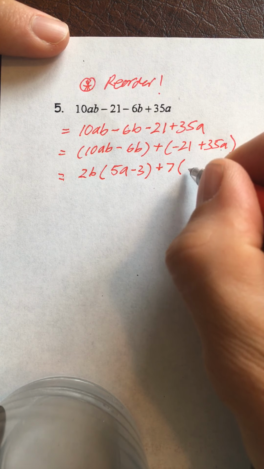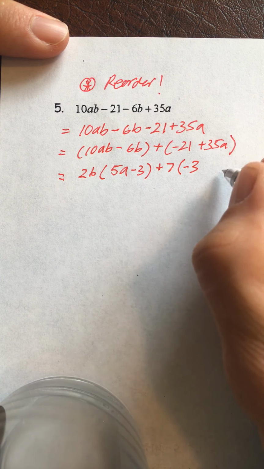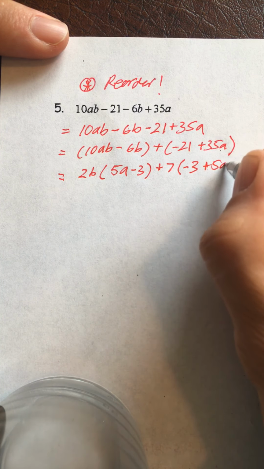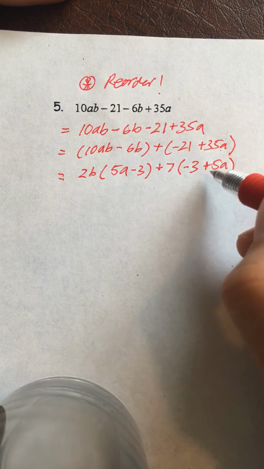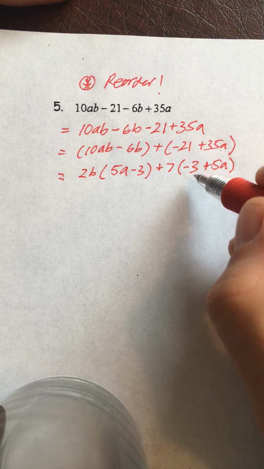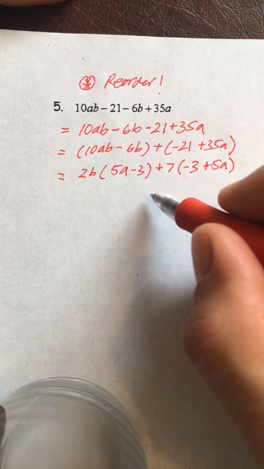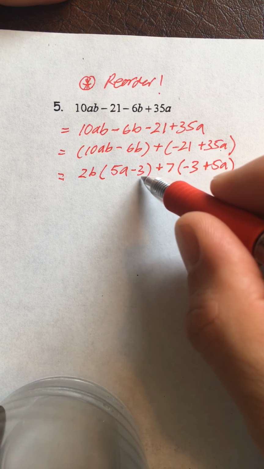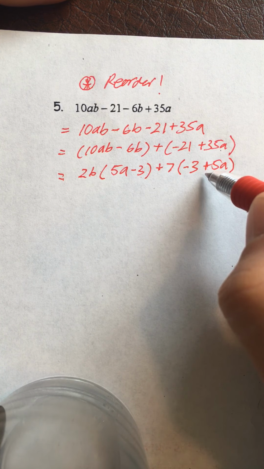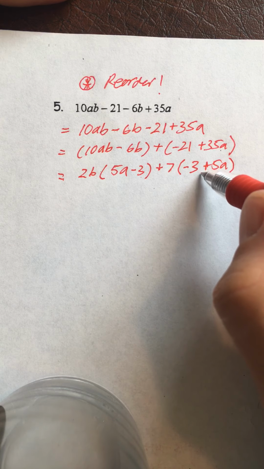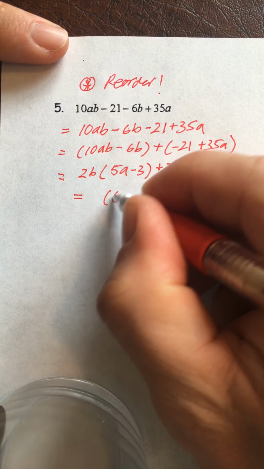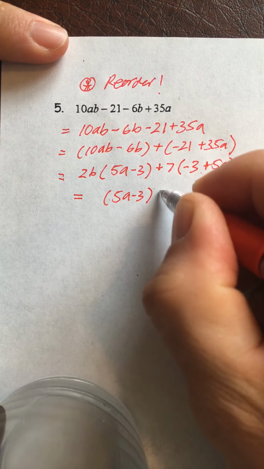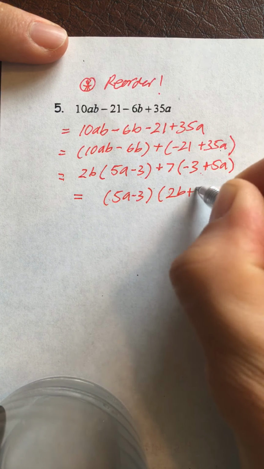And what we end up getting is negative 3 plus 5a. See, I'm just kind of thinking ahead because I know I want these two to be the same because I need to be able to factor them out. And I think you guys know enough, and we've seen stuff like this before, to know that these are in a different order. 5a minus 3 is the same thing as negative 3 plus 5a. So now I can factor out my common factor, and what's left is 2b plus 7.